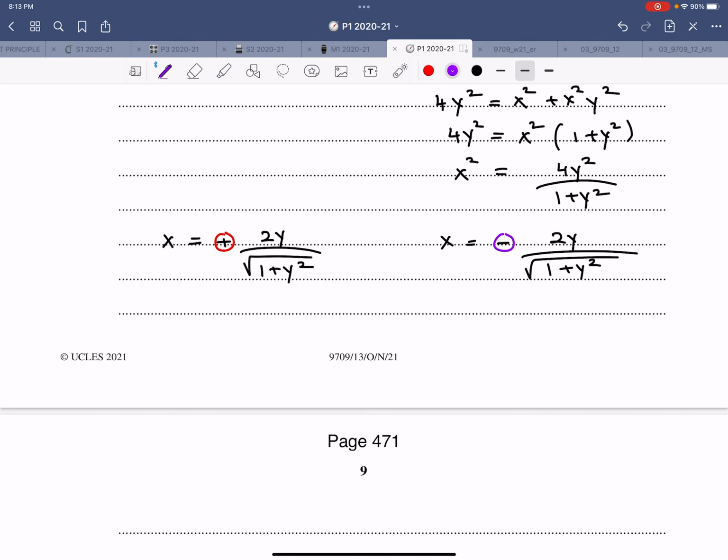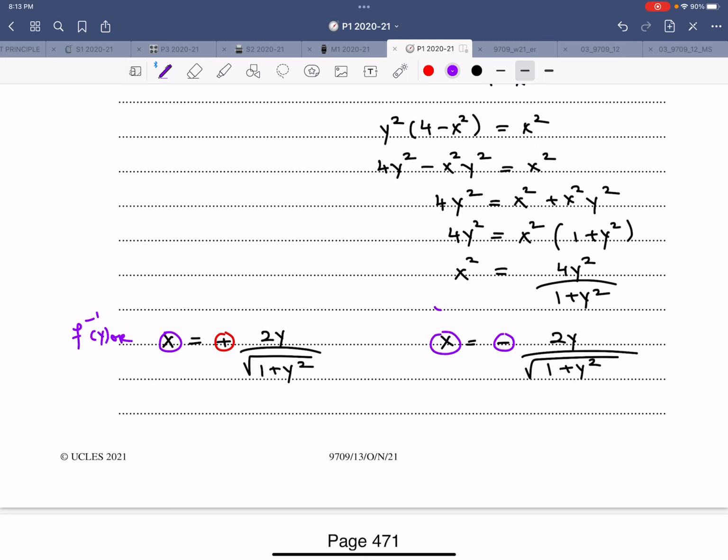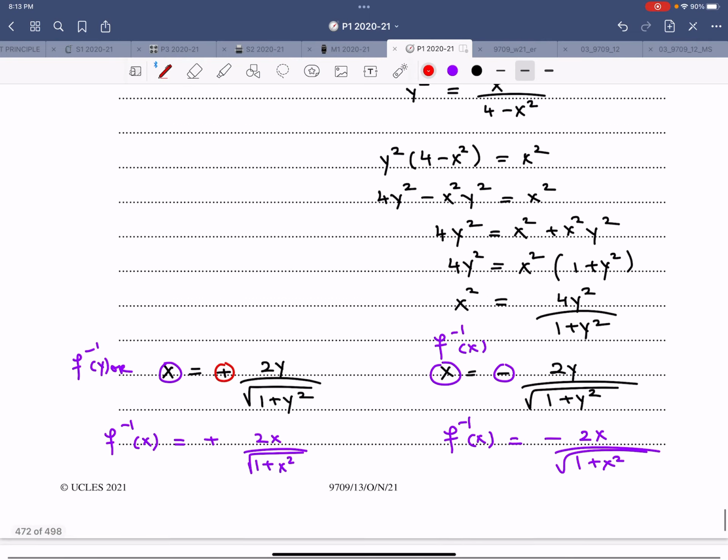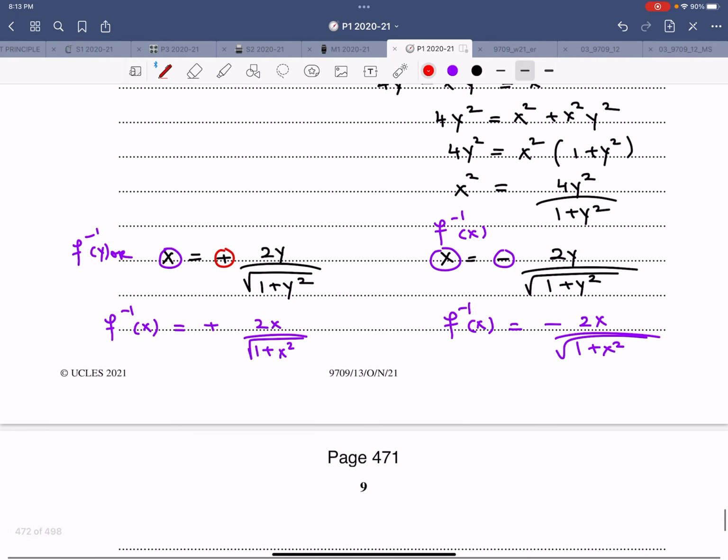X is basically f inverse y. Therefore, f inverse x, write it in the proper format, is plus 2x over square root of 1 plus x, and f inverse x is minus 2x over square root of 1 plus x. Now when I plug in this value, x is minus 1/3. When x is minus 1/3, I should get 1.